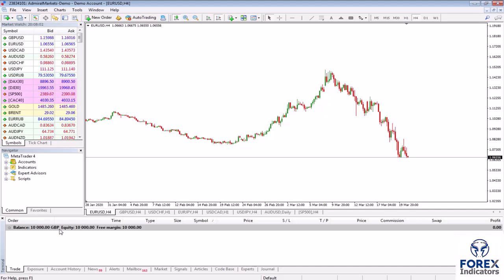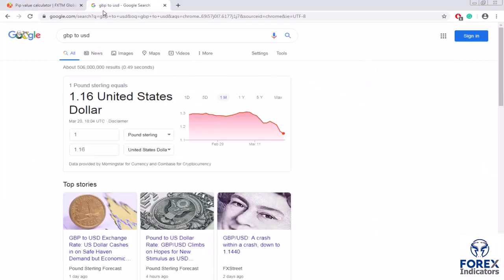We'll use the same formula as last time, but we'll add one more item to the upper part of the formula. This is the currency rate of your account against the dollar. I just typed GBP to USD in Google and got that rate. Here we see 1.16. Let's try it out with a practical example.